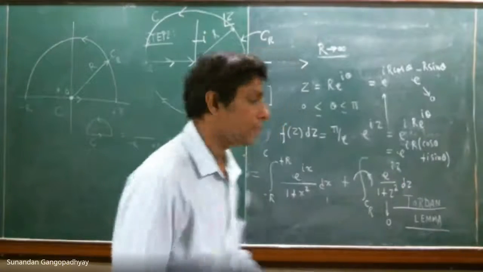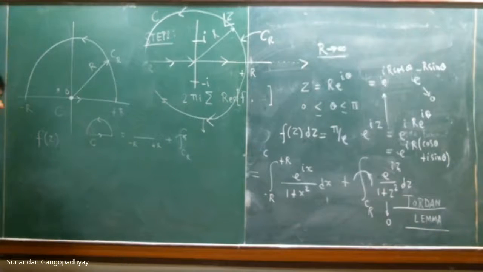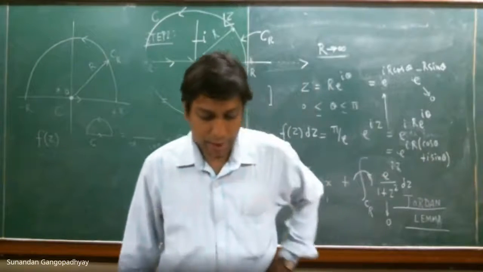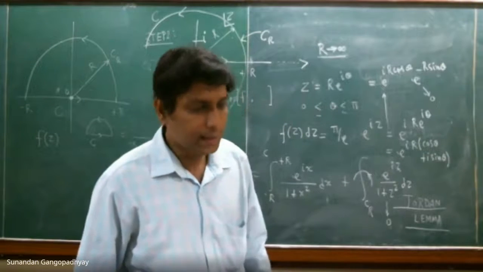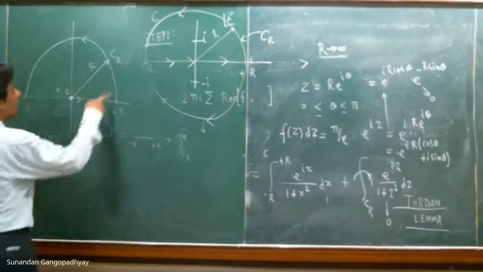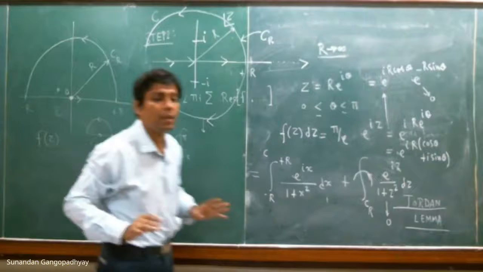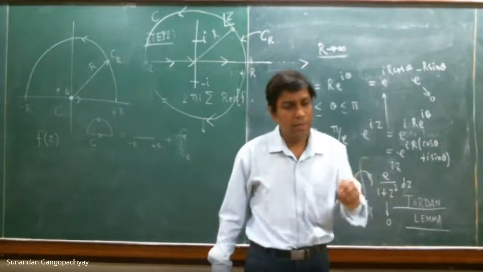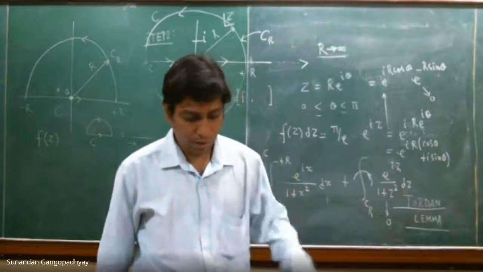and f(z), the function of the complex variable, satisfies the following conditions. What are the conditions? It is analytic in the upper half plane except at a finite number of poles. So this function f of z is analytic except at a finite number of poles. So basically what it means is that f(z) has isolated singularities in the upper half plane. So this is number one.